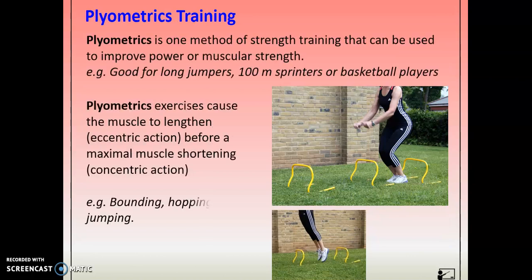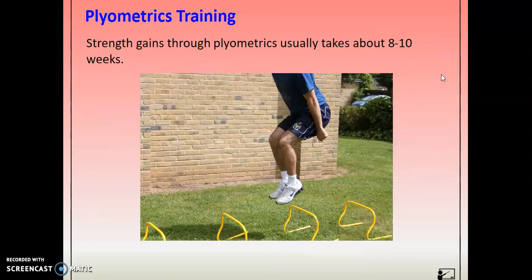Plyometrics then. P for plyometrics, P for power. Really good for activities that involve jumping. Long jumpers, sprinters, basketball players. The idea is that the muscle is lengthened before being shortened really, really quickly. So things like bounding, hopping, jumping. You can see here someone's doing some jumping hurdles. We've done some plyometric training before.